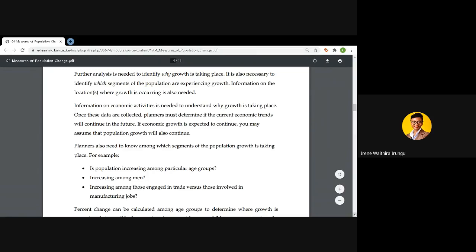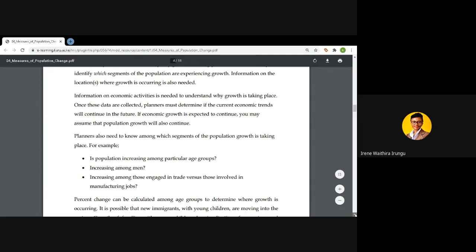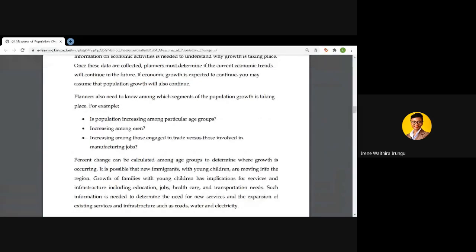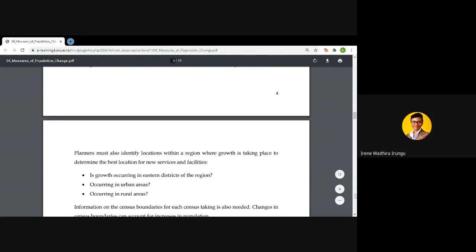And then again, you'd want also to measure, is this increase attributed to people engaging in trade, or is it people involved in manufacturing? So as you segment this population change as a planner, you're able to determine what services are actually required, and you're able to plan or make your decisions based on the current population that is there. So that's how we use the population change.